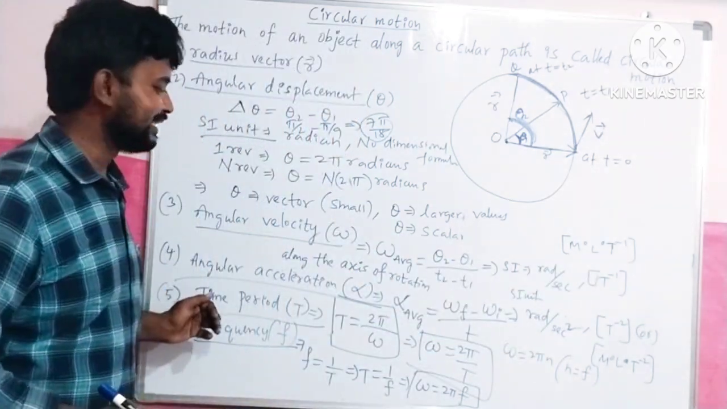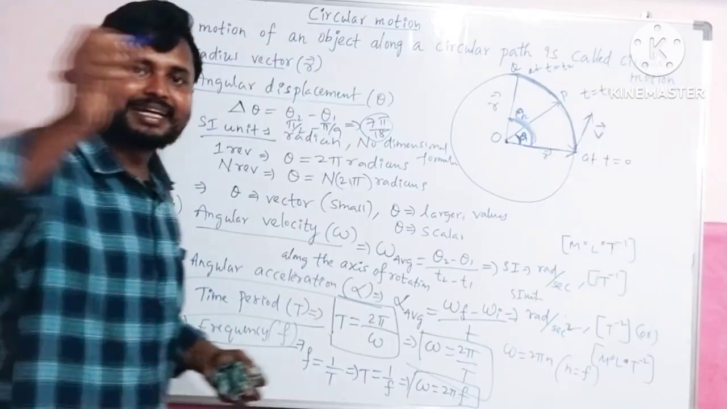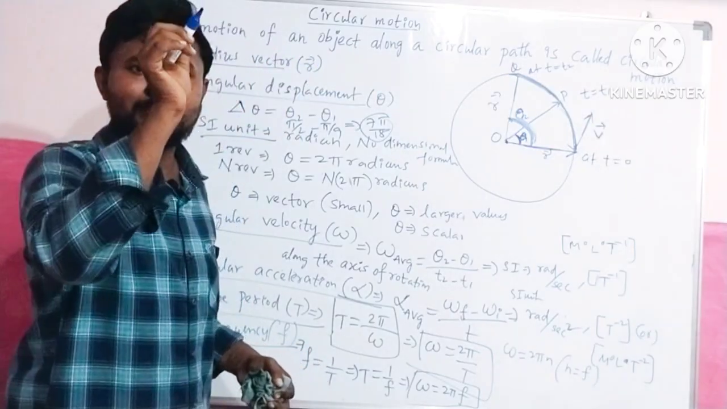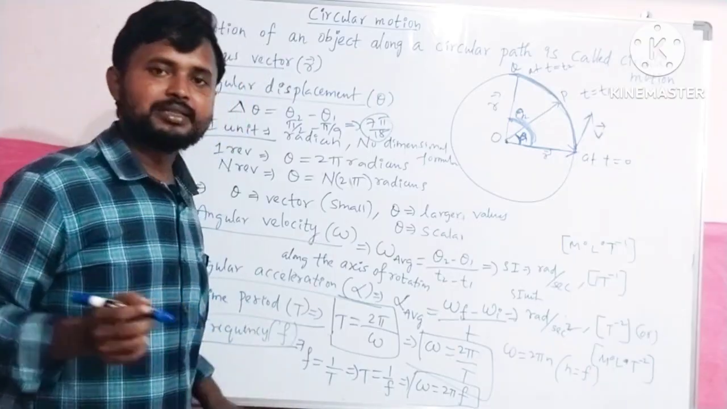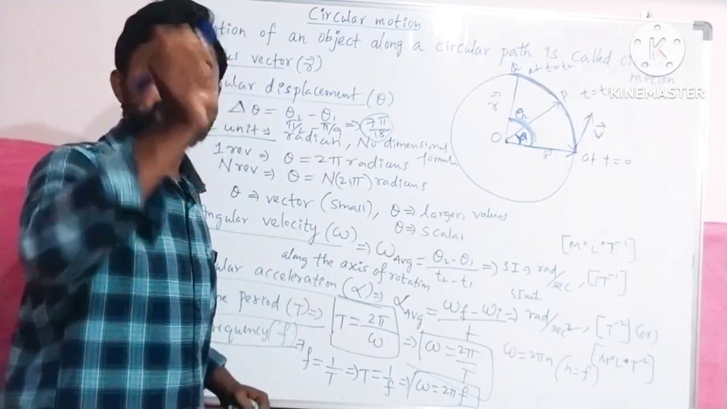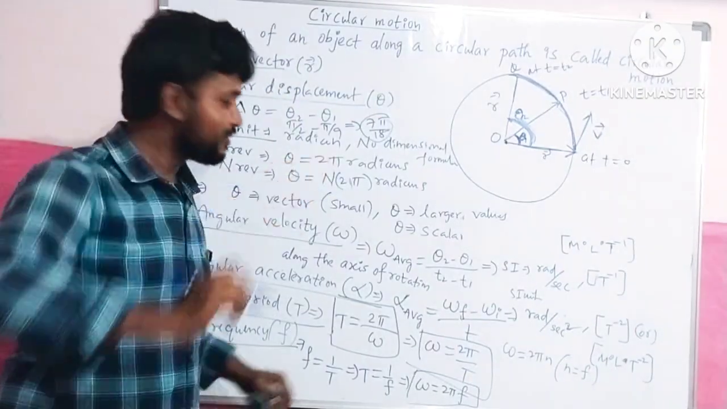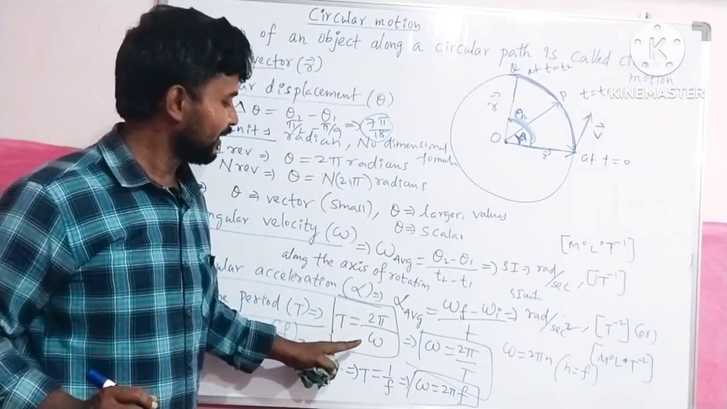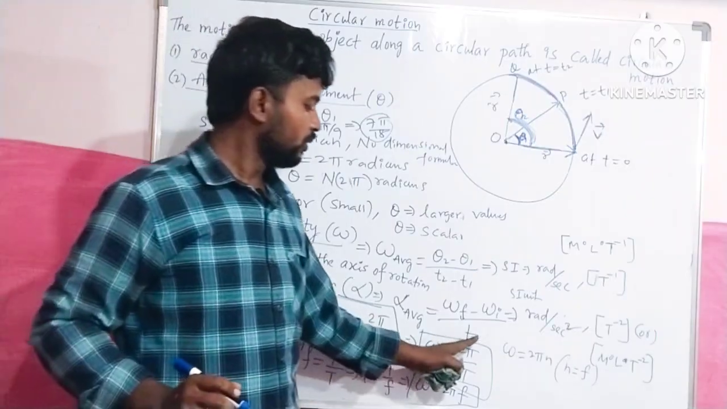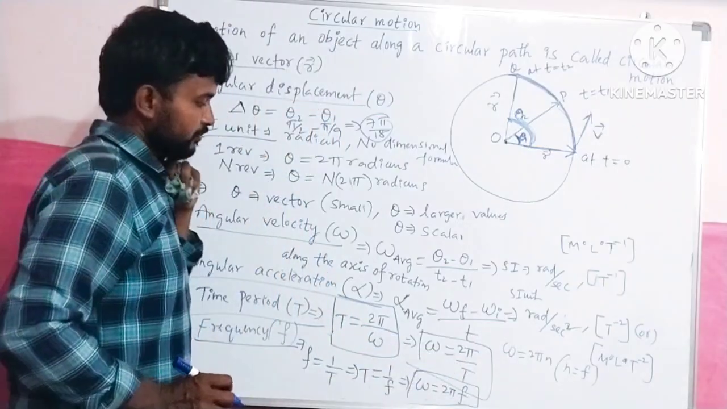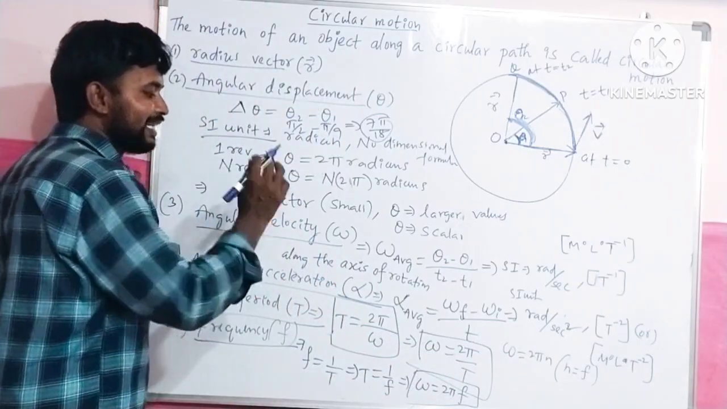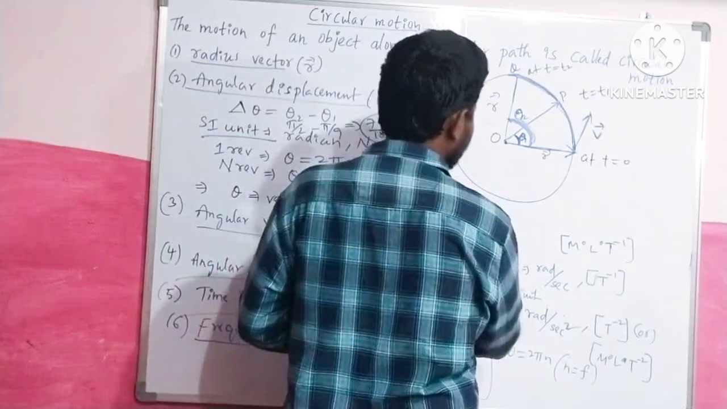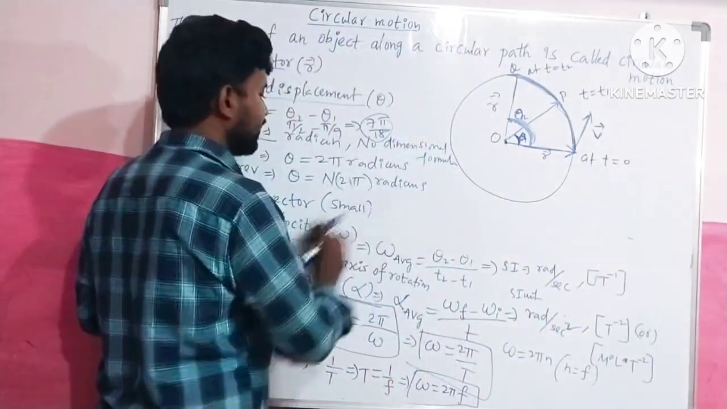Next, time period. The time taken for a particle to complete one revolution is called the time period. To complete one revolution, what is the total angular displacement? 2 pi radian by omega. Okay, now here omega equal to 2 pi by T. Here this is the angular velocity. So here we need to find the instantaneous angular velocity.